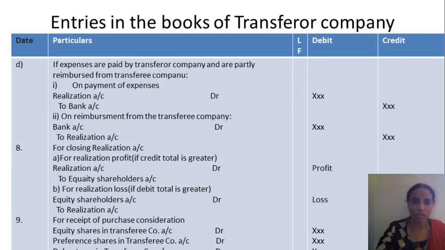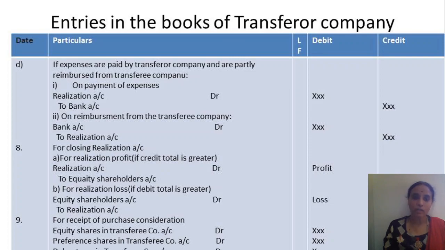Then the 9th entry is for receipt of purchase consideration. So purchase consideration is given by the transferee company to the transferor company. So on receiving the purchase consideration in different forms, it can be in the form of equity shares, in the form of preference shares, in the form of debentures, in the form of cash.